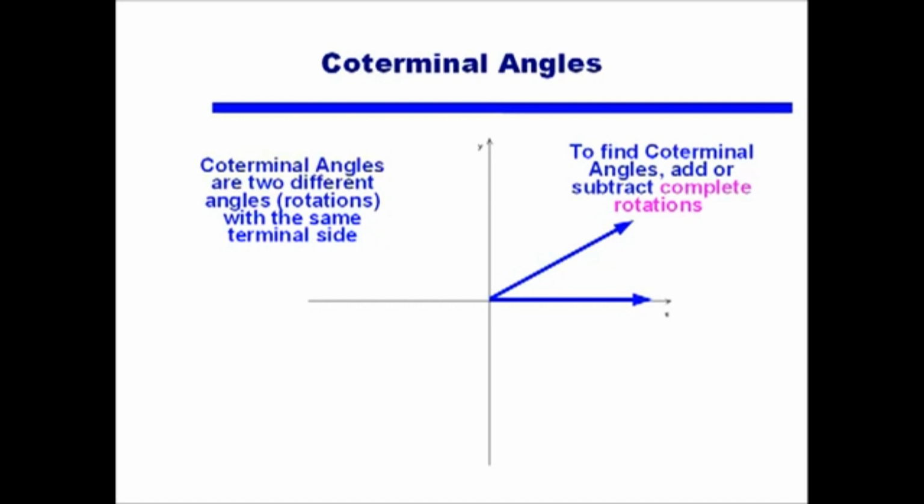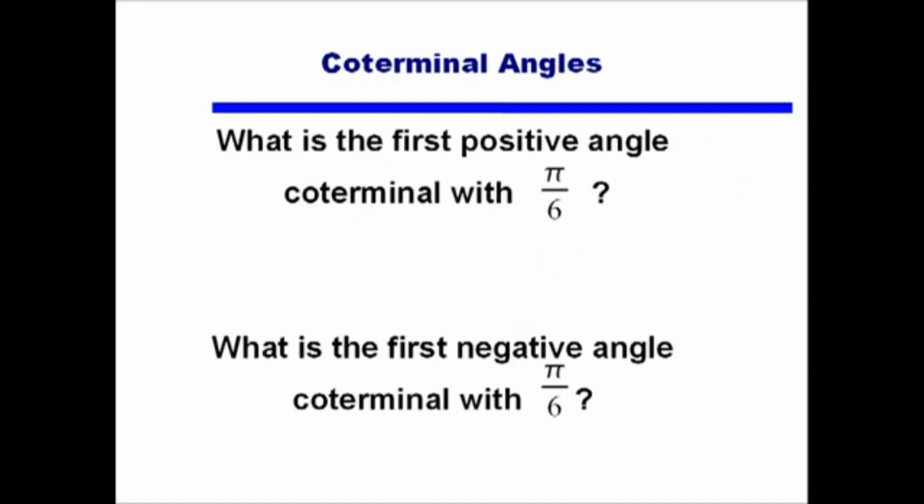Well, now that we're talking about radians, we remember that a complete rotation in terms of radians was equal to 2 pi. So to find coterminal angles for an angle given in radian form, we will be adding or subtracting 2 pi. Let's look at two examples. If I'm given an angle of pi over 6, what is the first positive angle coterminal with that? And what is the first negative angle coterminal with that?